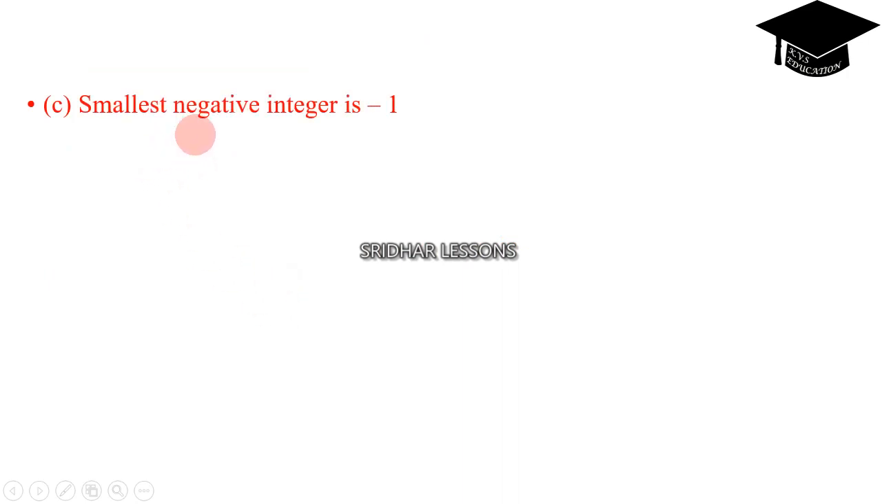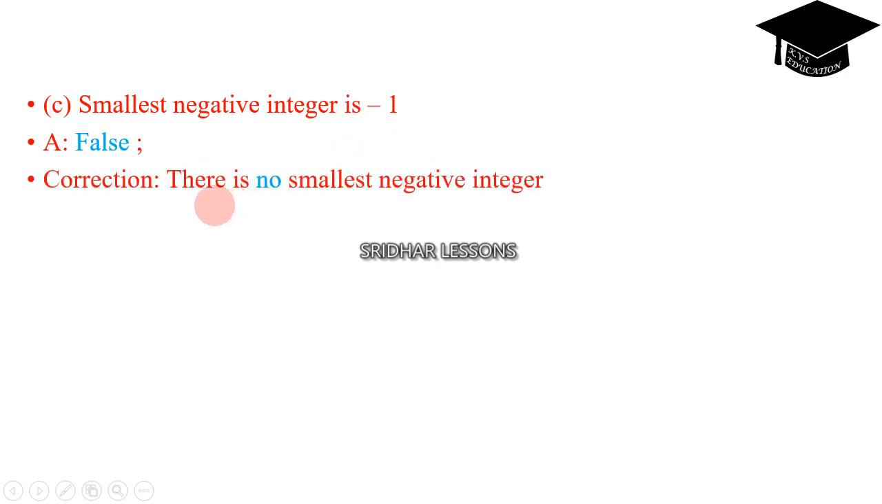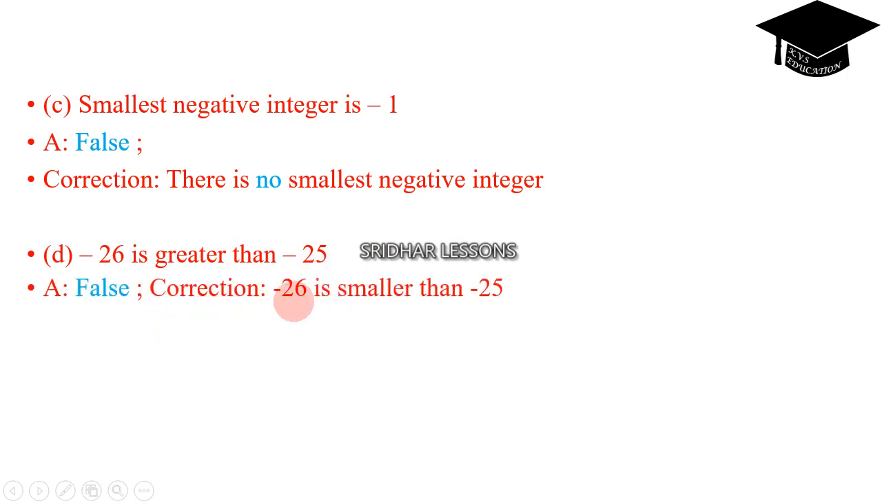Smallest negative integer is minus 1. False, because there is no smallest negative integer. Okay, there is no smallest negative integer. Minus 26 is greater than minus 25. False, because minus 26 is smaller than minus 25.